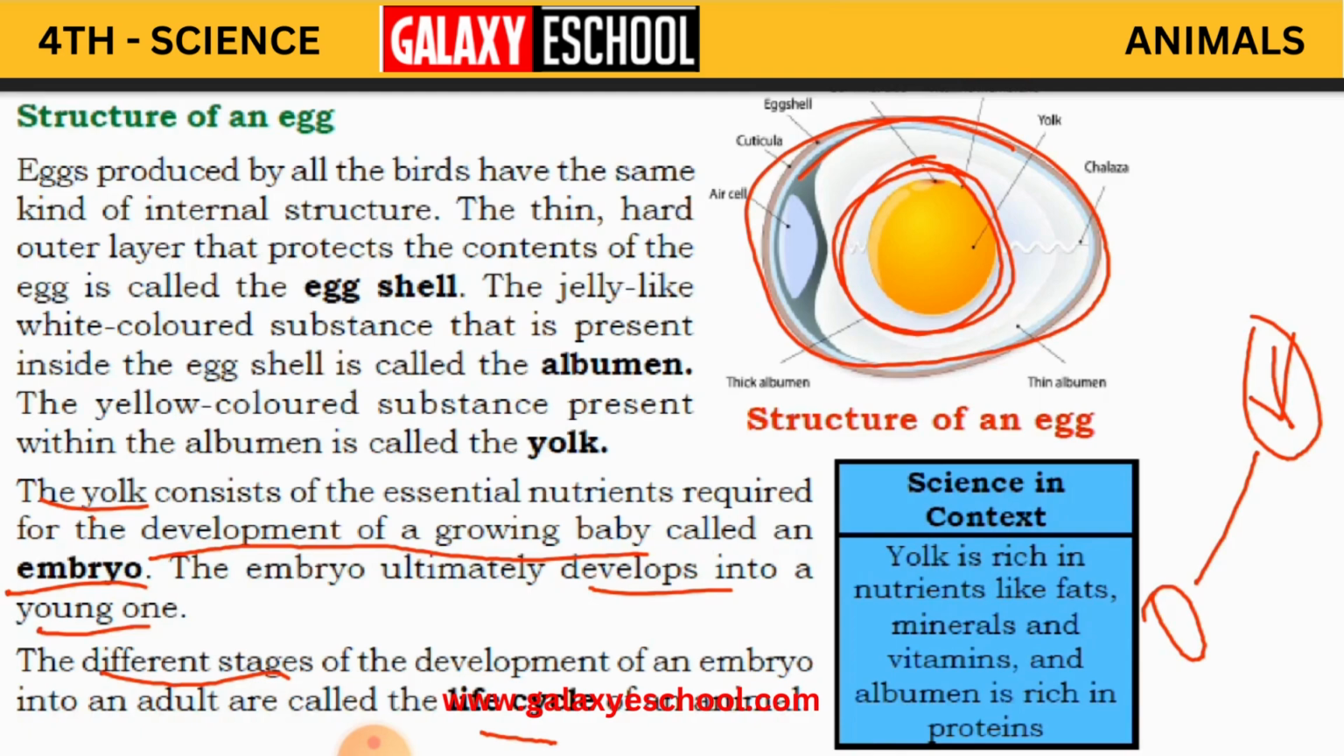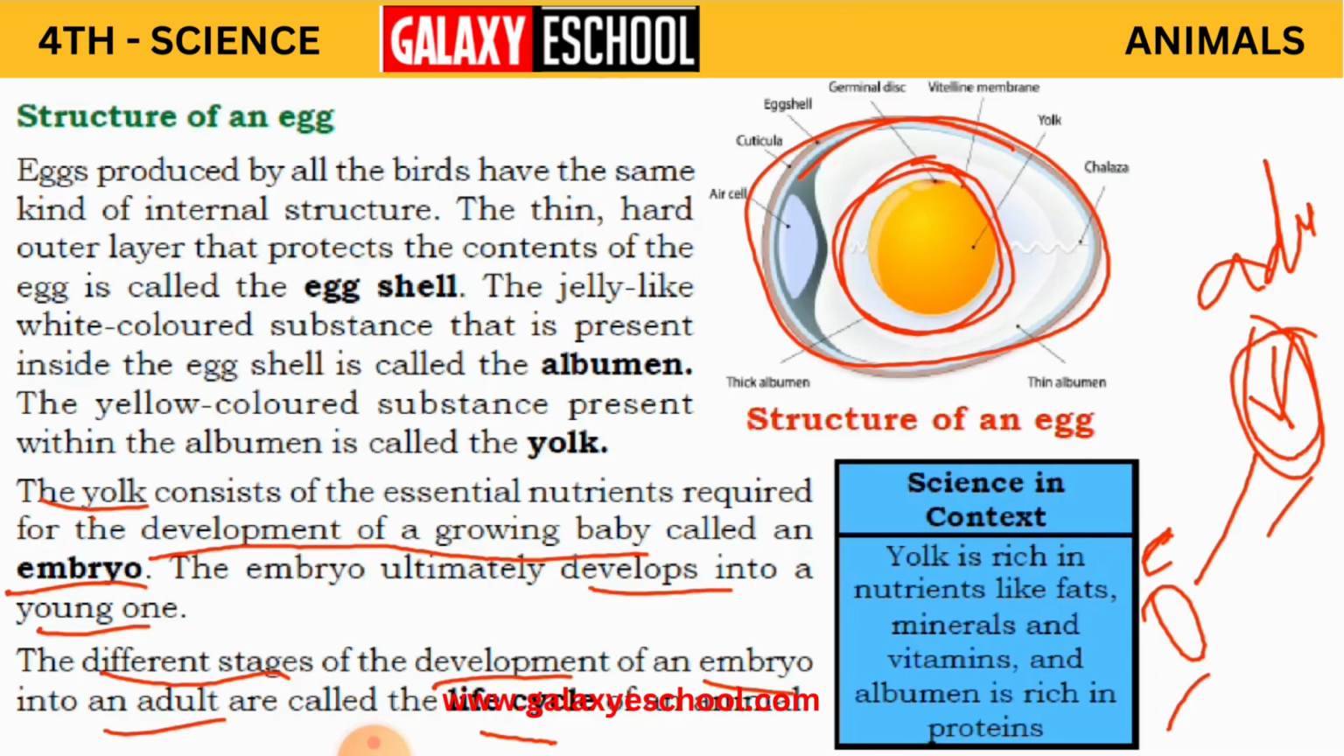So these are the different stages of the development of an embryo into an adult. This is the adult one and this is the egg. That is called the life cycle of an animal, whether it is an egg or giving birth. Whatever it may be, from the first stage till the last stage of reproduction is called the life cycle of an animal. Clear, children?